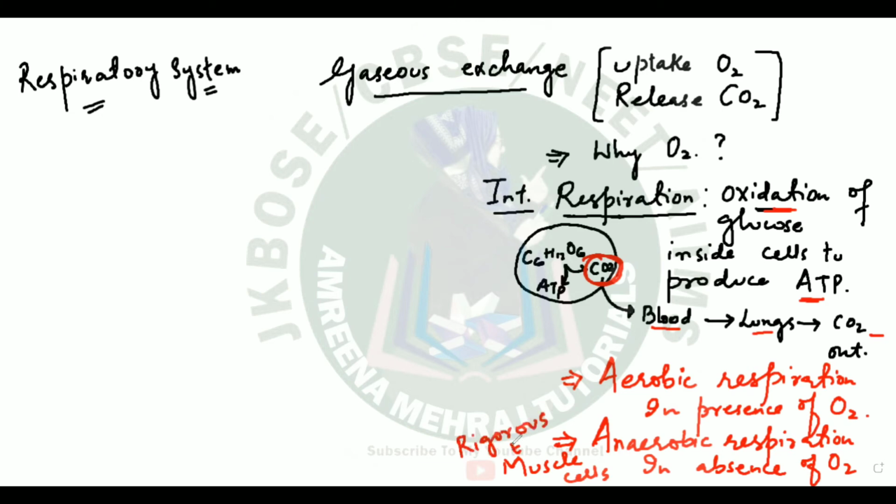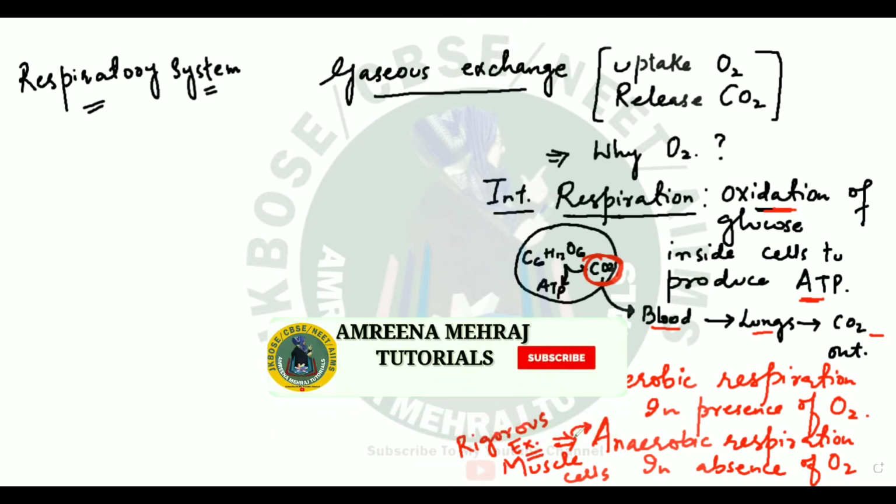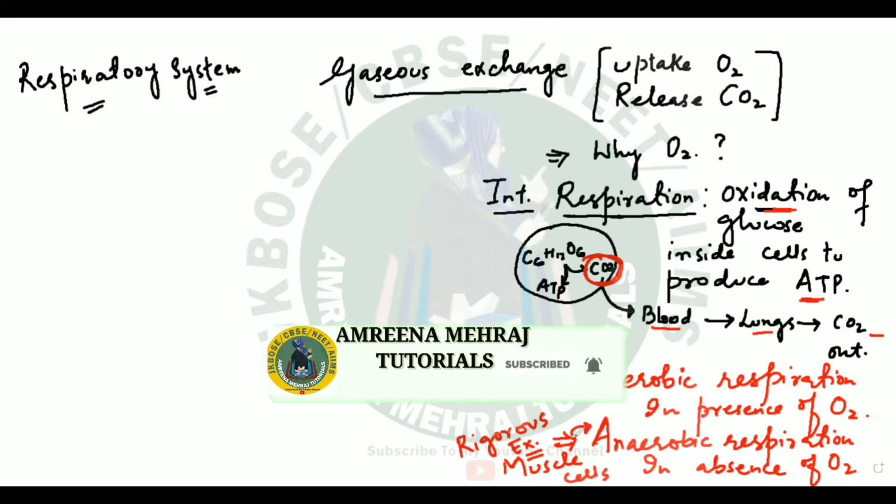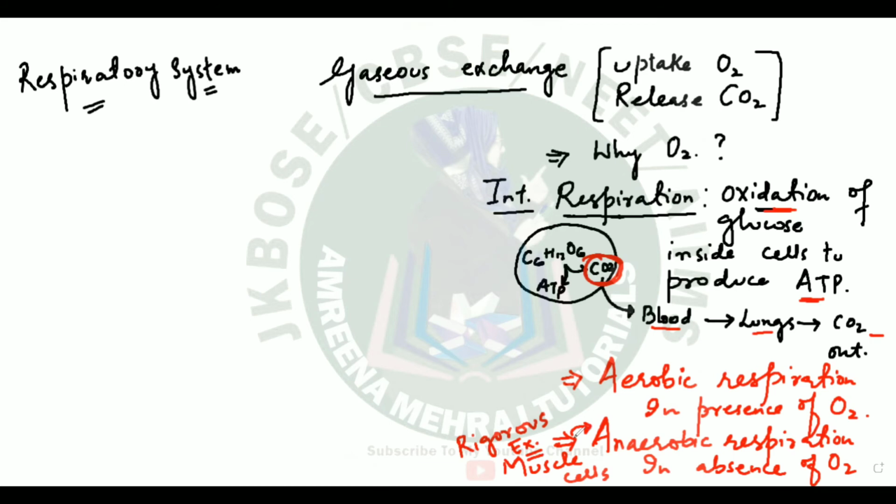When you're performing a very rigorous exercise, at that point of time, your muscle cells switch to anaerobic respiration, because there is very little oxygen present in your body, but the body requires a continuous supply of ATP. So don't get confused. Even your body performs anaerobic respiration, but under special conditions, like extensive exercise. At that time, your muscles perform anaerobic respiration. So one aspect of respiration is internal respiration, where we talk about breakdown or oxidation of glucose that requires oxygen.